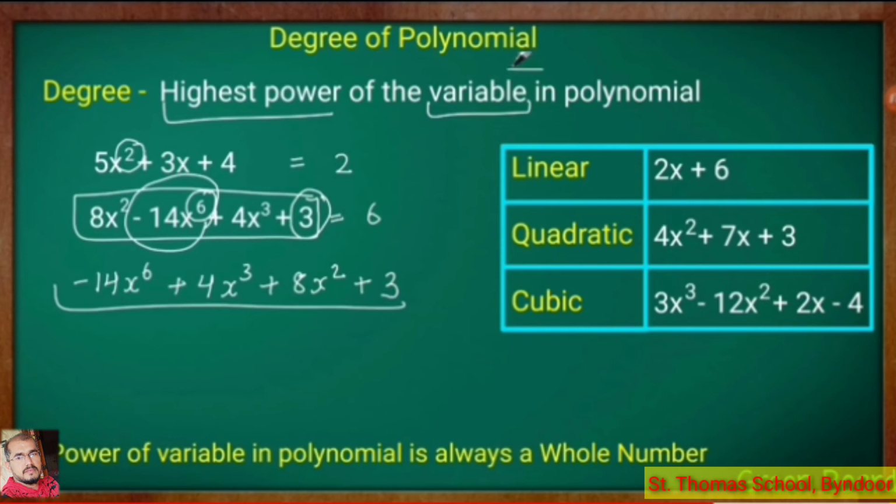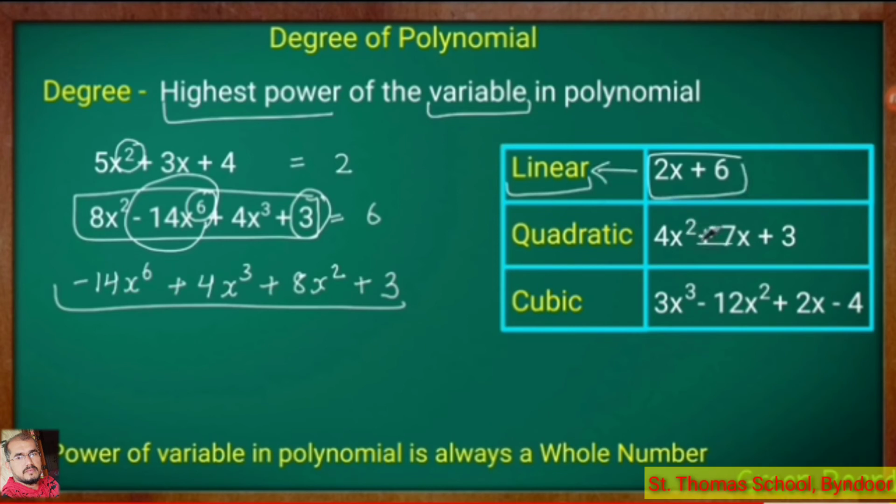Okay, so next in the polynomial, different types of polynomials are there. There are three types of polynomials. First is the linear polynomial. A linear polynomial is of the form ax plus b, that is, x to the power of 1. If there is no power written, it means 1. So 2x plus 6 is one example of a linear polynomial.